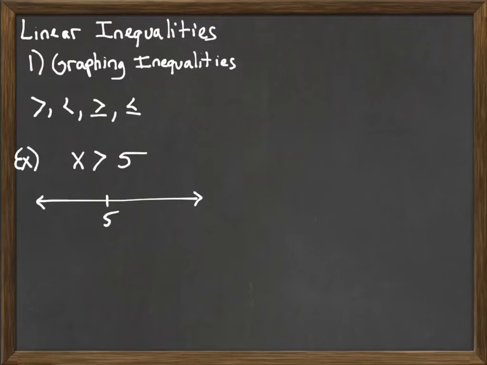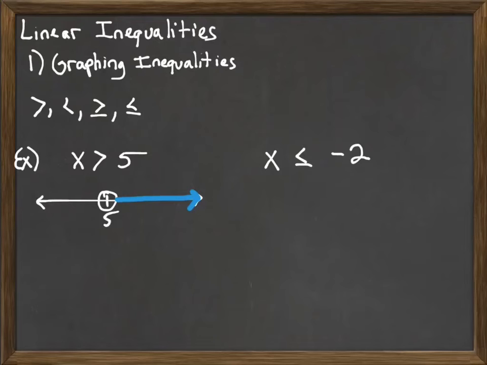Now this inequality does not have the bar. The bar underneath is to indicate equality. So we're not including 5. So when we go to our number line, we need to put an open circle there. That's indicating that 5 is not part of the answer. And then we want to be greater than 5, so we're going to shade everything that is above 5. And so that would be our solution on the number line. X greater than 5 would be everything above 5 on the number line.